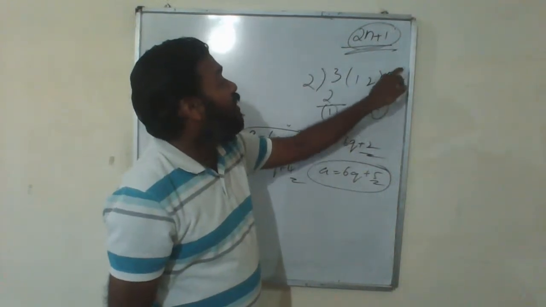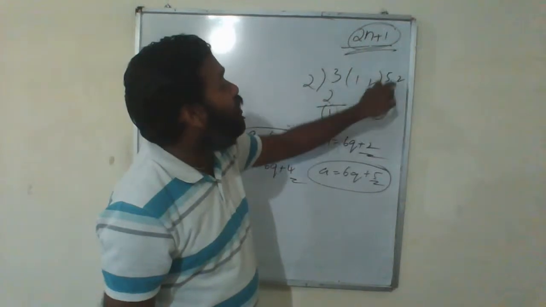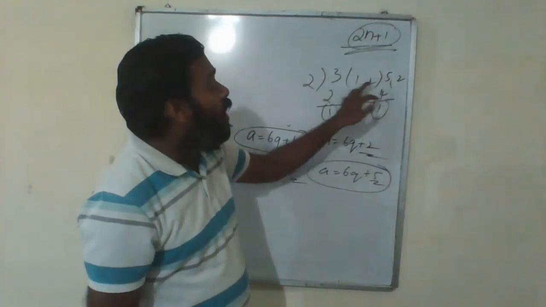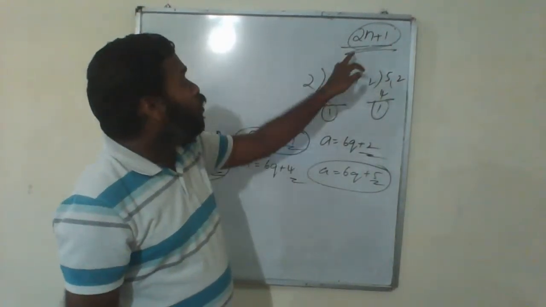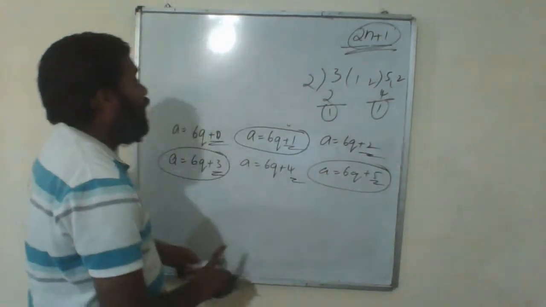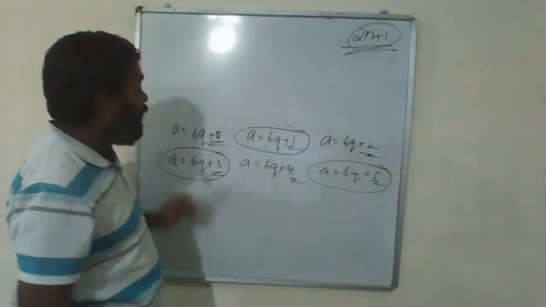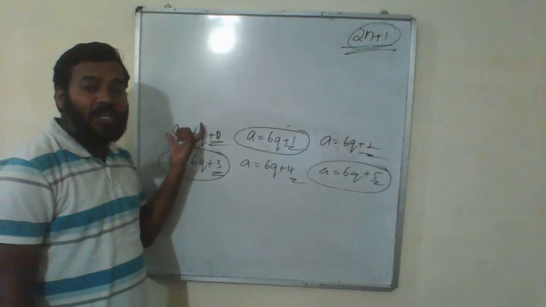Here the even part is 2n, where n is nothing but whatever quotient you get when you divide the odd number by 2. So 2n plus 1 is the general form of an odd integer. Now we shall go for the first case, that is a is equal to 6q plus 0.